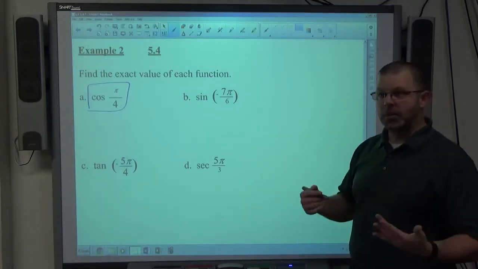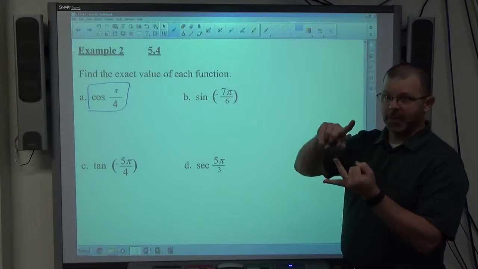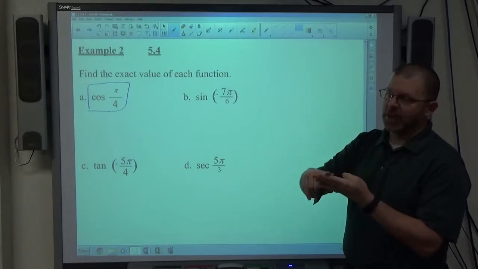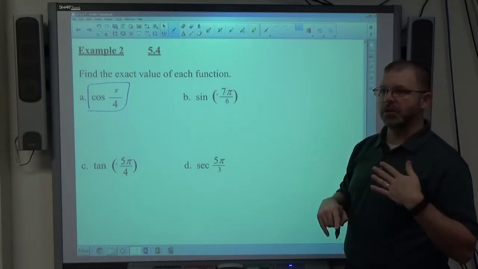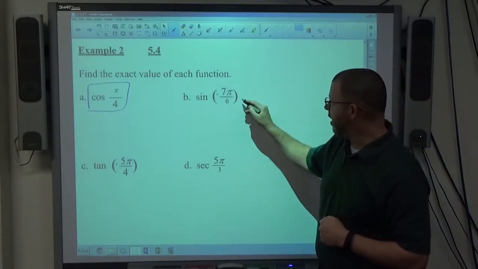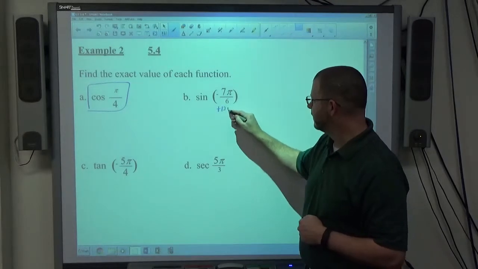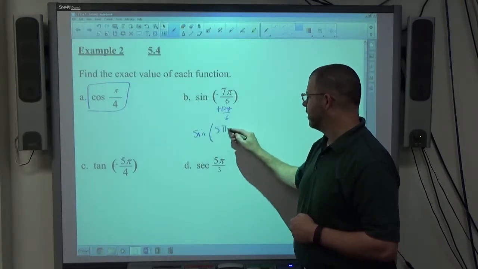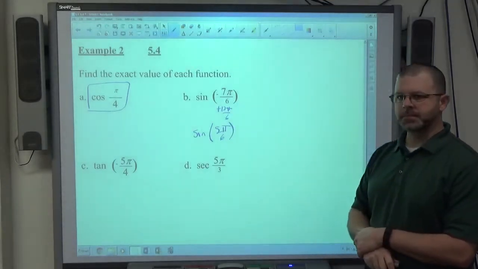We're allowed to add 2 pi in the form of 2 pi. There's 4 pi over 2. There's 6 pi over 3. There's 8 pi over 4. And there's 12 pi over 6. This is over 6. We're going to add 12 pi over 6. That gets me to sine of 5 pi over 6. And now we're ready to go.